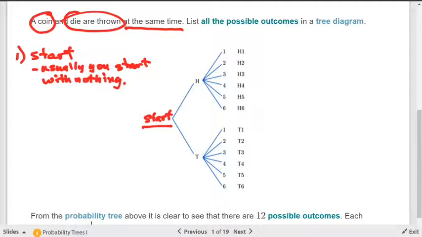However, what if it says that you're going to draw 3 balls out of a bag and you've already drawn a red one? Yeah, you're not starting with nothing. Here you would have red as your starting point. Do you see that? And now it's pretty rare. It almost never comes up in your homework.